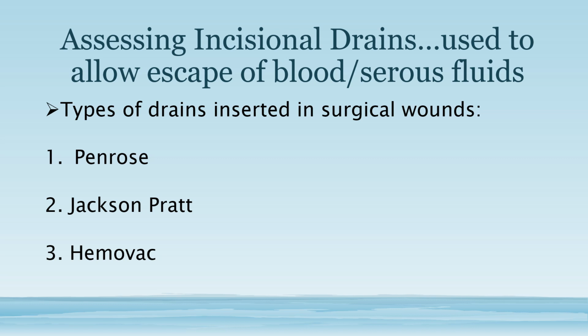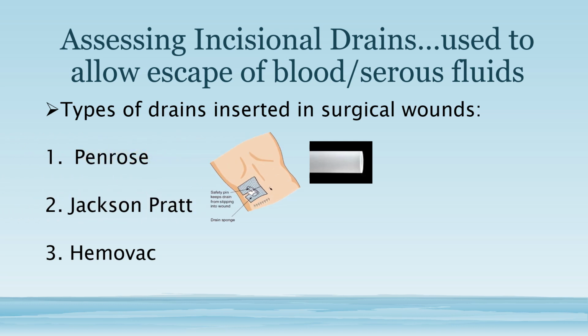In this slide, we see some incisional drains. These drains allow for the escape of fluids, both blood and serous, that can otherwise serve as a culture medium for bacterial growth and put pressure on the incision. Types of drains inserted in surgical wounds include the Penrose drain, which drains into the dressing. Penrose drains are usually thin rubber tubes that just drain right into the dressing.